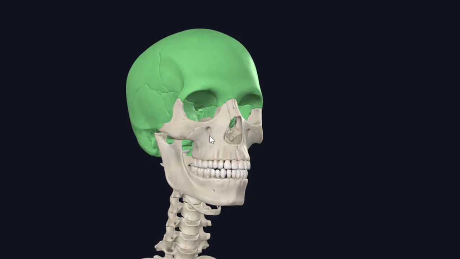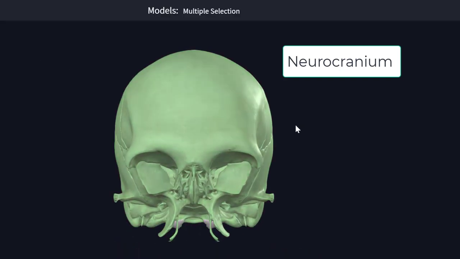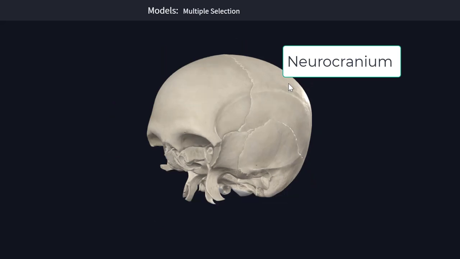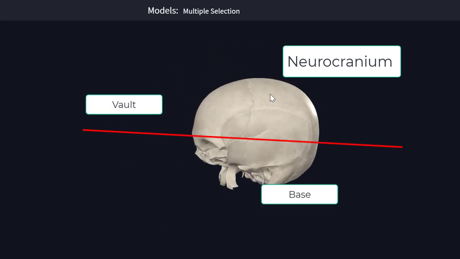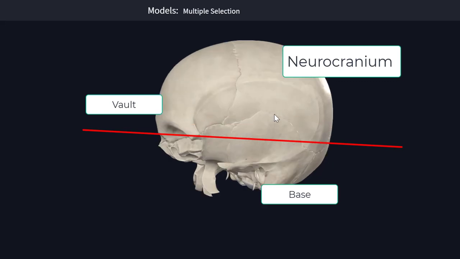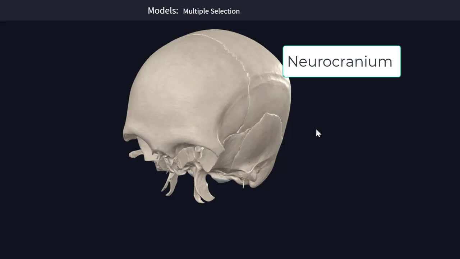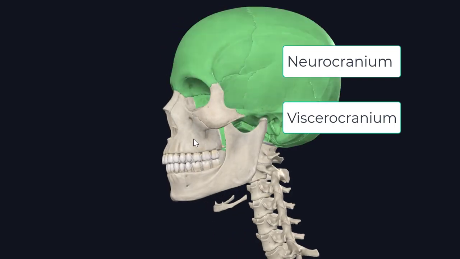As a definition, the neurocranium is the portion of the skull that encloses and safeguards the brain. It forms the cranial vault and the cranial base, separating and protecting the brain from external forces. And we should not mix it up with the viscerocranium, which creates the facial skeleton.